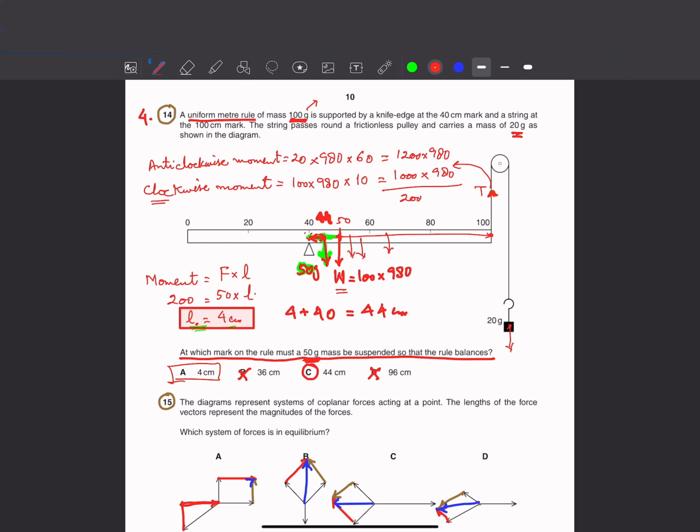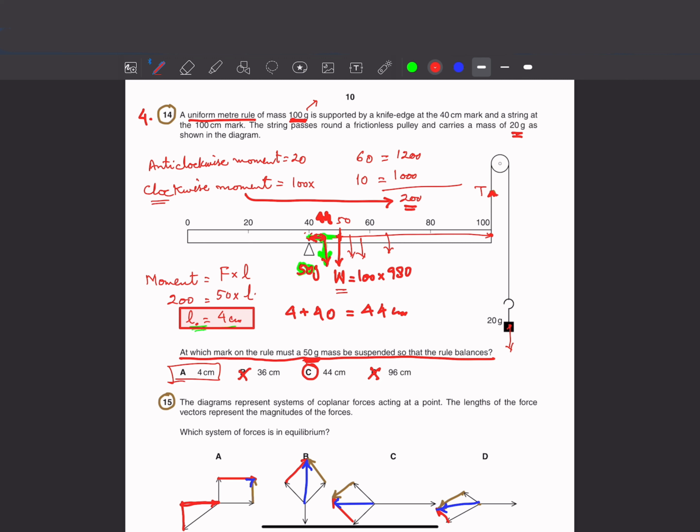I hope it's clear. As I said, whether you are using this 980 or not doesn't make any difference. Even if you are not using 980 here, simply you can say that the value of the anti-clockwise moment is 200 and the value of the clockwise moment is 1000. So here you can very simply calculate 1200 and 1000. The difference is 200, and then with the help of this you know that the clockwise moment is required, and you can calculate the length.